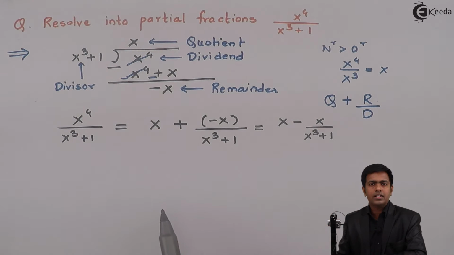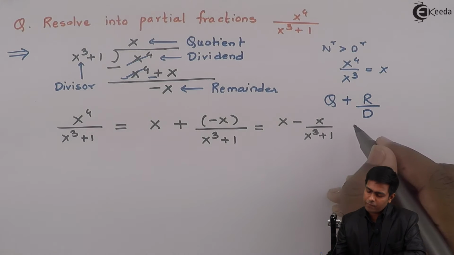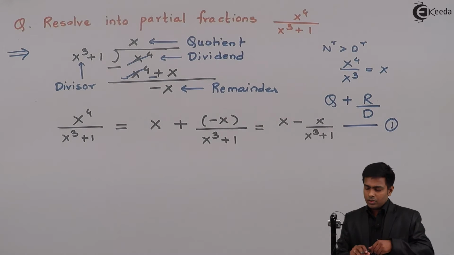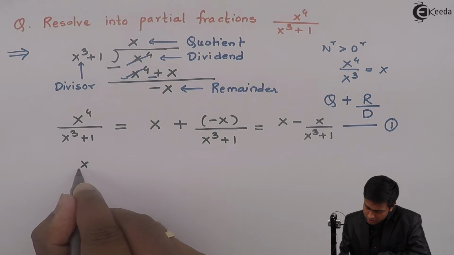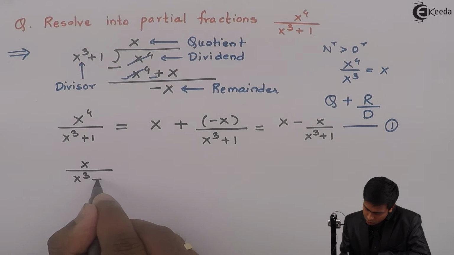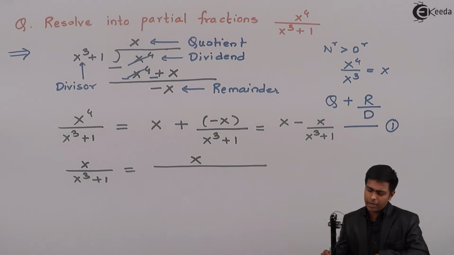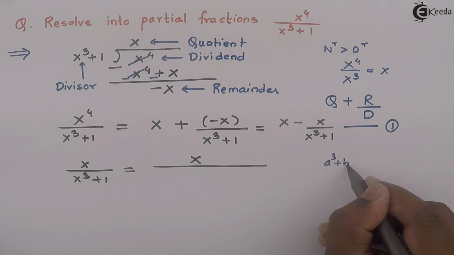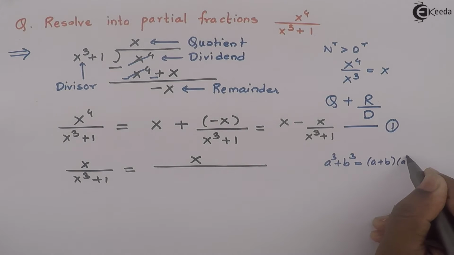I will find out the answer and then I will substitute that answer over here, and that will become our final answer. So for the time being I am making this equation number 1. Now I will consider the x upon x cube plus 1 term. So here in the denominator we can apply the formula a cube plus b cube, which is nothing but a plus b and a square minus ab plus b square.